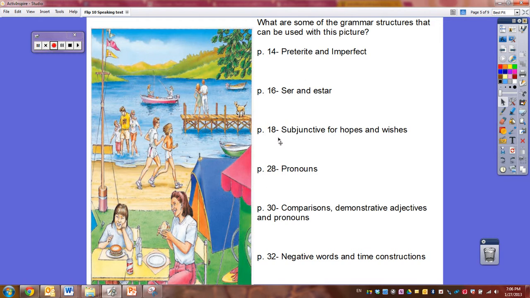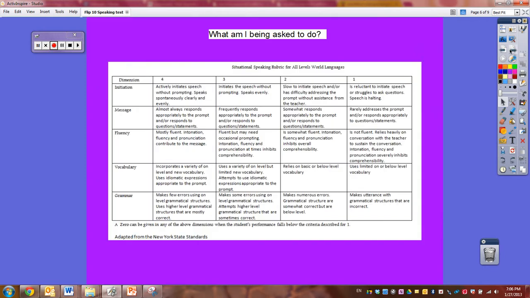Subjunctive for hopes and wishes. Pronouns, comparisons, and demonstrative adjectives, and then negative words and time constructions. So we tried to write sentences with all of these to try and explain what happened in the Chapter 1 picture. Then we discussed what you are being asked to do, looking specifically at the dimensions in the area 4, how you can score perfect in the speaking exam that we're going to have.